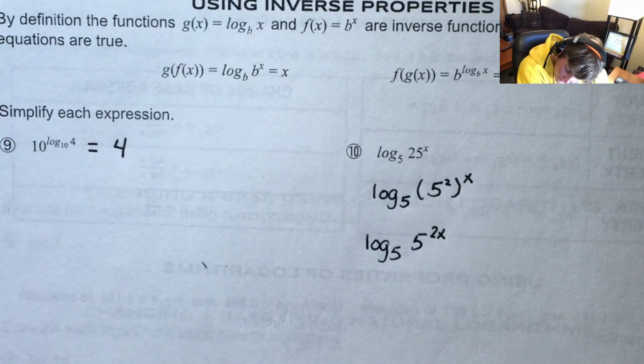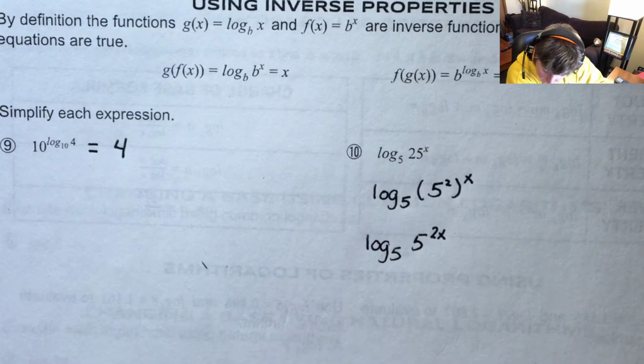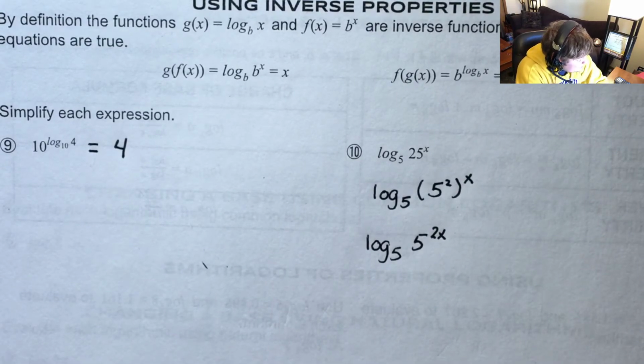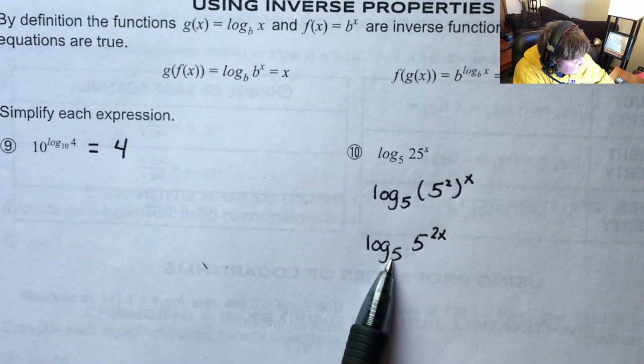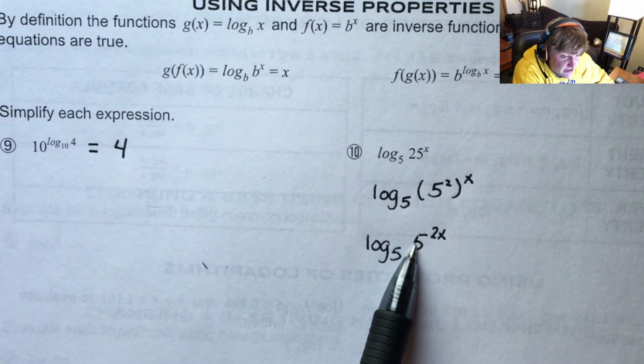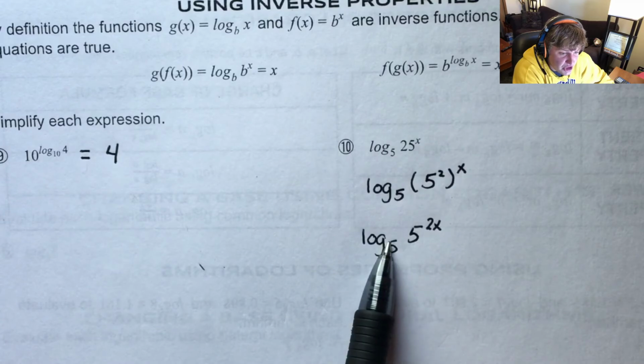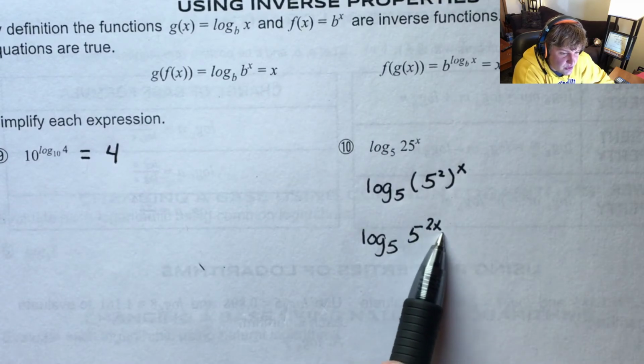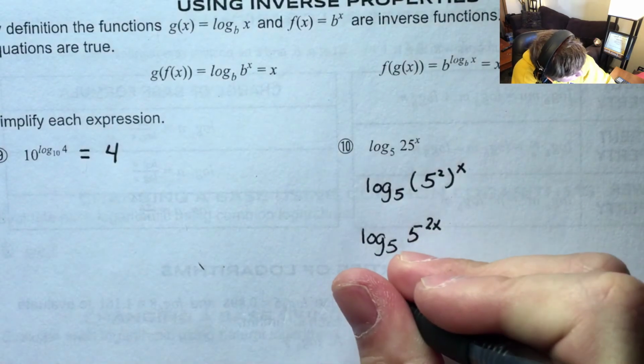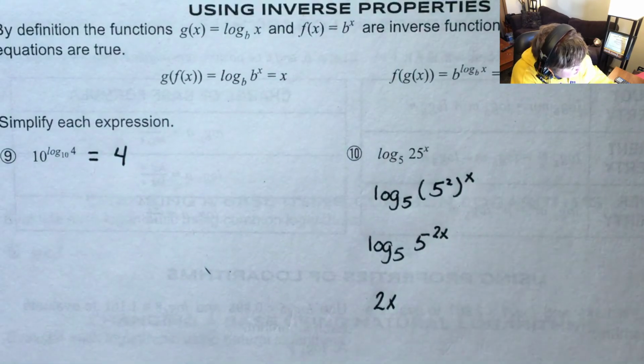Exponent properties tell me that power to a power, I multiply. And then when I simplify, I know that log base 5 and an actual base of 5 are going to undo each other. So the only thing that's left over is whatever's in this exponent here, and this is just 2x.